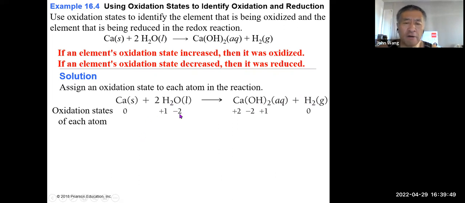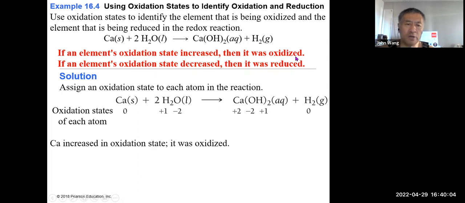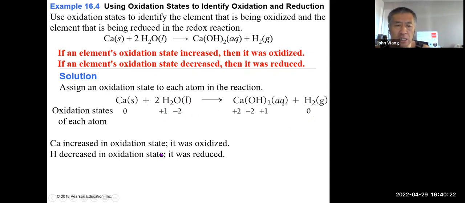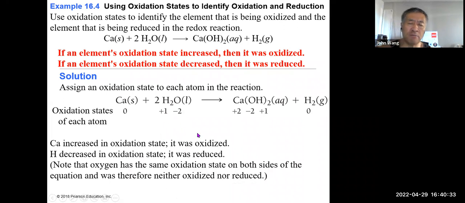Now you see, for two elements, somewhere the number changes. Calcium changed from 0 to +2. So the number increases, and you can see here, if the number increases, the element is being oxidized. So therefore, we can see calcium increased in oxidation state, so it was oxidized. For some of the H, nothing happened. Oxygen, nothing happens: -2, -2. For some of the hydrogen it is +1, +1, but some of them change. So we can see some of the hydrogen decreased in oxidation state. Decrease, you know what I mean, like you change from +2 to +1 to 0, so decrease. So therefore, we can see some of the hydrogen has been reduced.